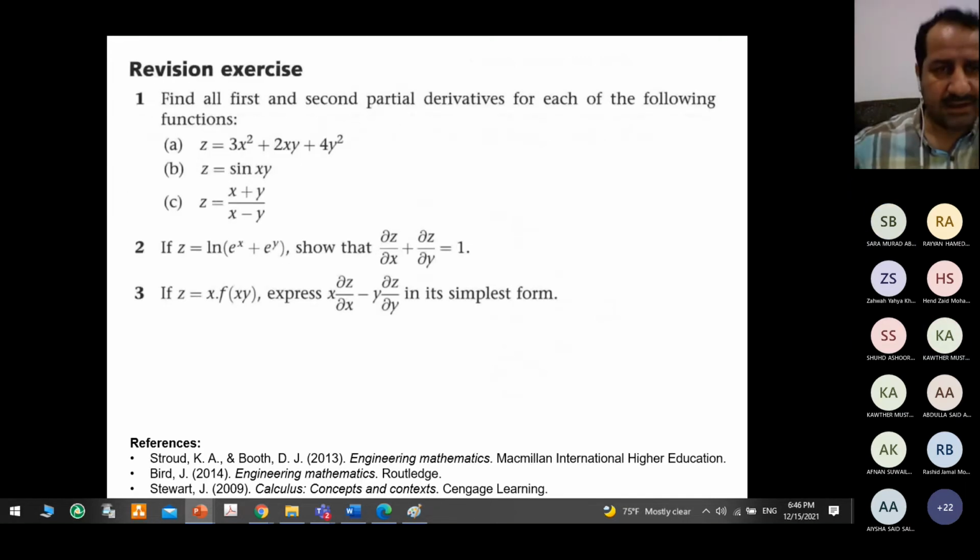Great. Now, more problems here. What I want you to do is solve A. I think it is the partial derivative with respect to x. Just tell me the solution without writing on the paper. 6x plus 2y. Excellent. That's it done. If it is with respect to y, it is 2x plus 8y.